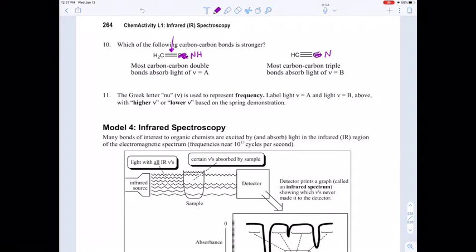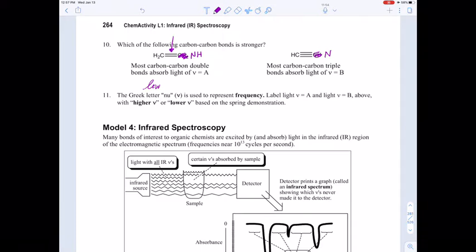The Greek letter nu, which looks like a V, is used to represent frequency, and I've been doing that already. Label light with frequency equals A and frequency equals B above, with higher frequency or lower frequency based on the spring demonstration. Okay, hit pause and take a moment to think this through, and then come back.